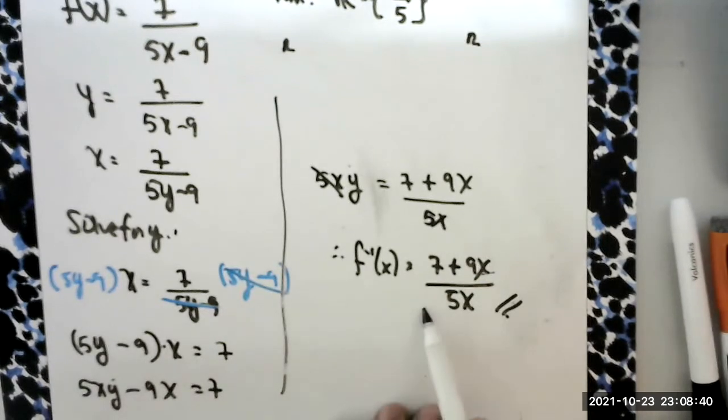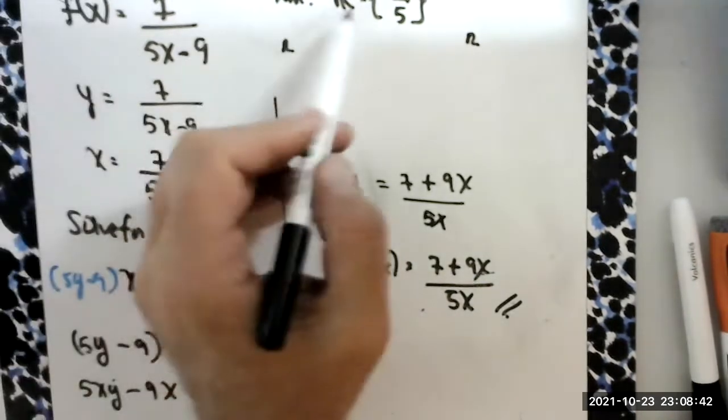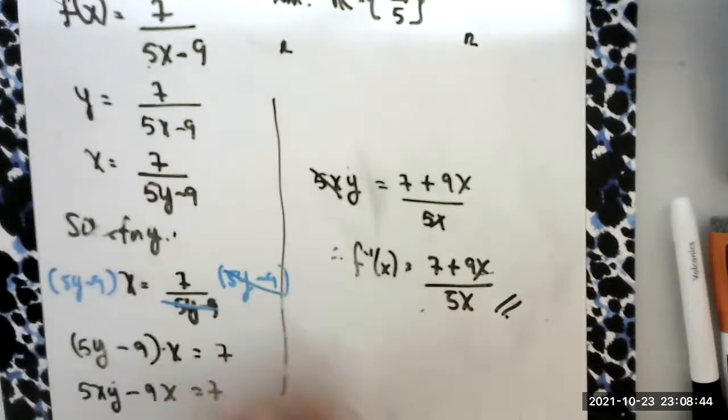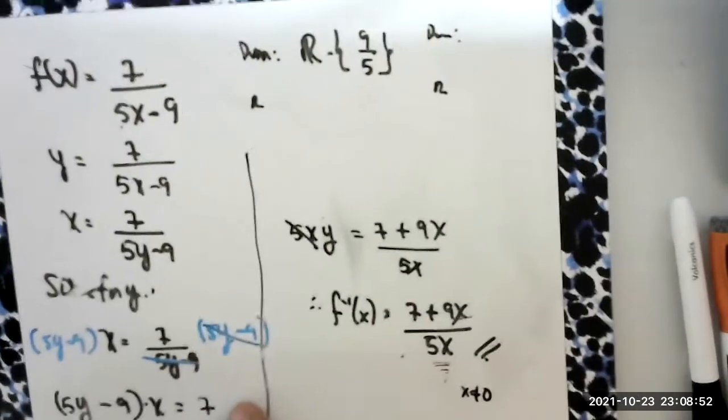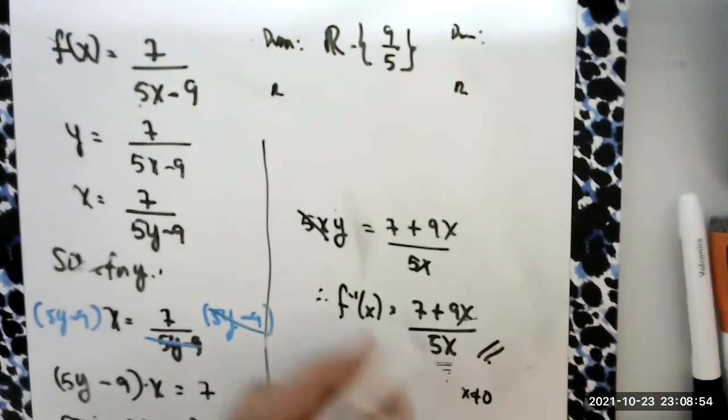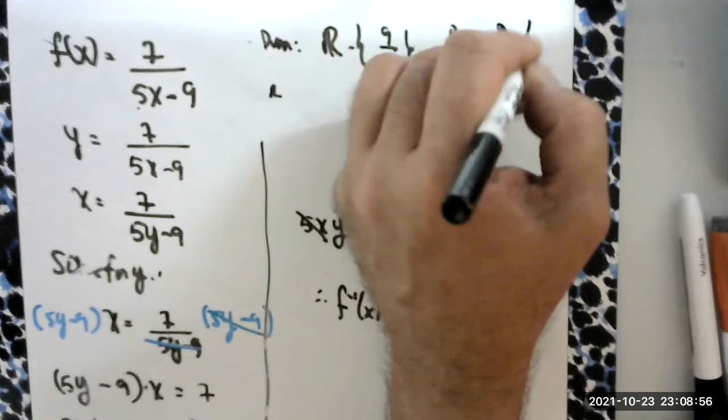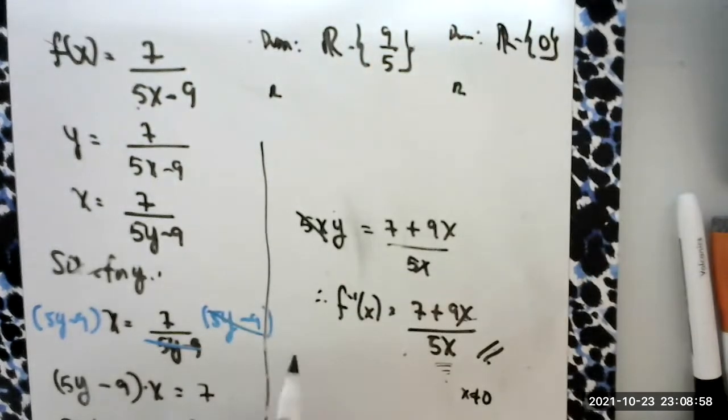Well, this is my inverse function. This is my original. We already found the domain of the original. What is the domain of the inverse? Well, 5x cannot be 0. Therefore, x cannot be 0. So the domain of the inverse function will be all real numbers except 0.